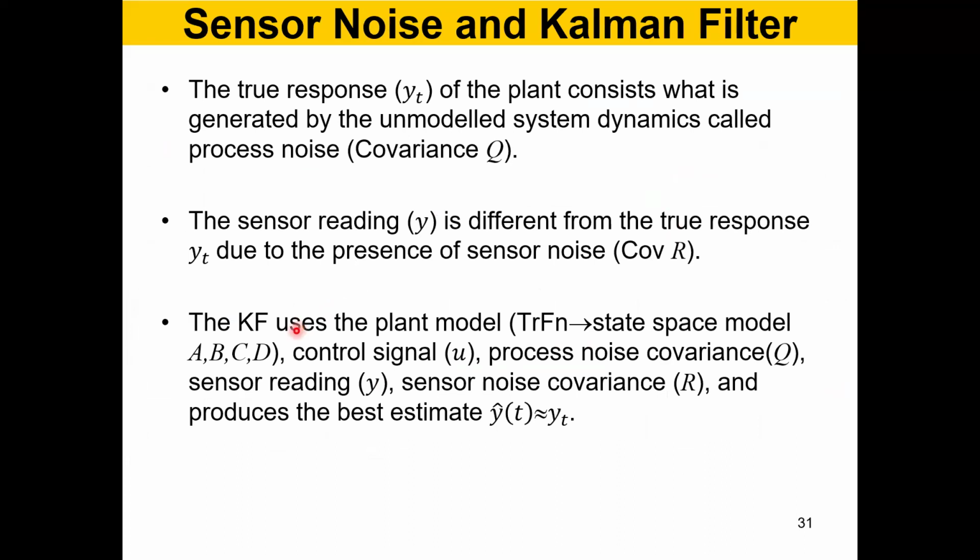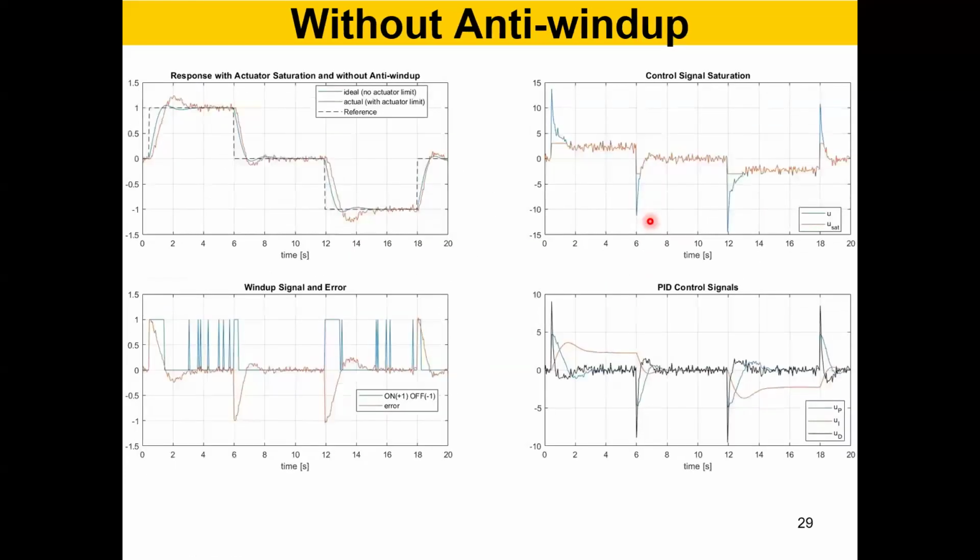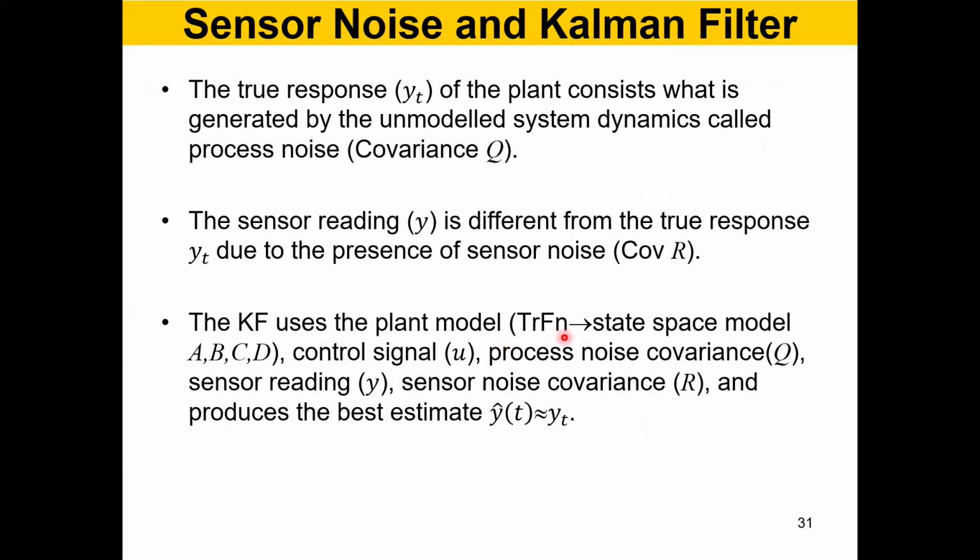Now, the Kalman filter uses the plant model, which is this one, right? But it uses the plant model in what is called state space format, not the differential equation or the transfer function. So I'll teach you how you can get the state space model of the plant. The state space model has four items: A, B, C, and D. So we'll discuss that next slide.